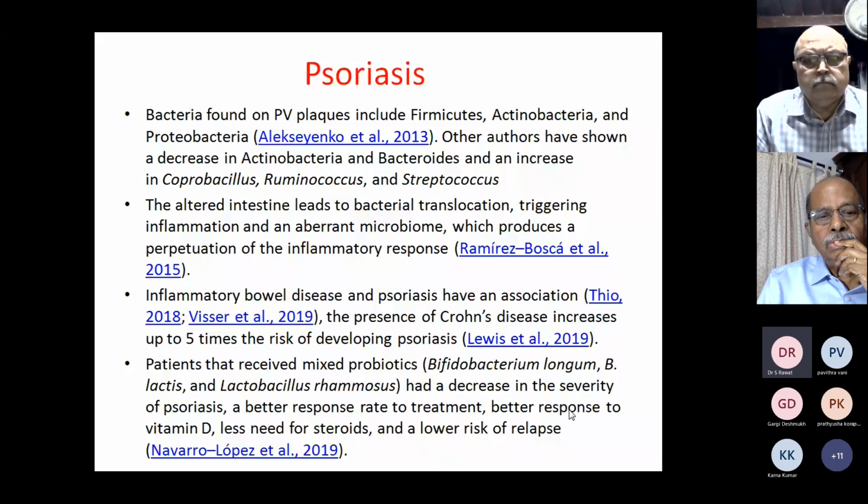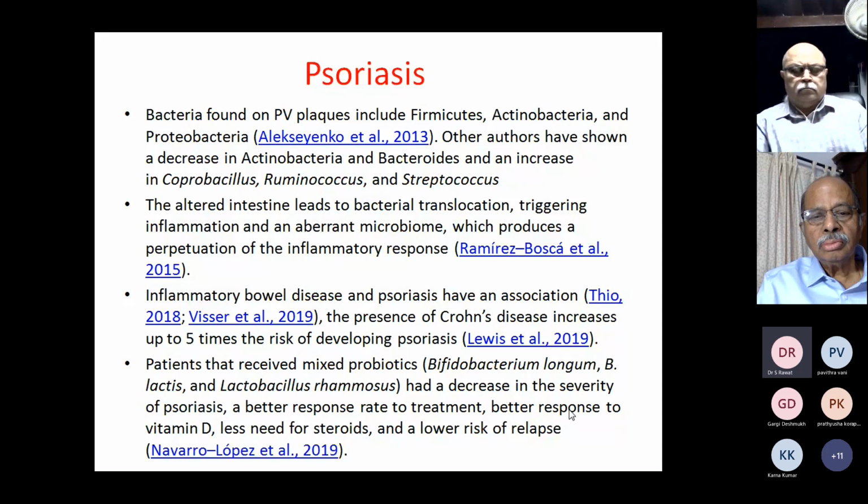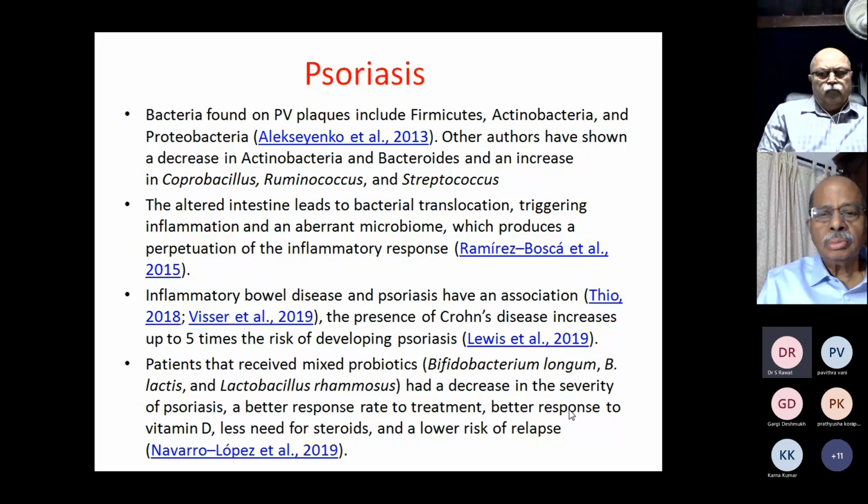Now, patients that received mixed probiotics, that is Bifidobacterium longum and Lactobacillus, had a decrease in the severity of psoriasis and a better response to treatment. They also had a better response not only to the standardized treatment, but also to vitamin D. This has to do with the upregulation of the vitamin D receptors, which plays a role not only here but in various other diseases, as somehow these bacteria upregulate the vitamin D receptors. So these patients have less need for steroids and a lower risk of relapse.